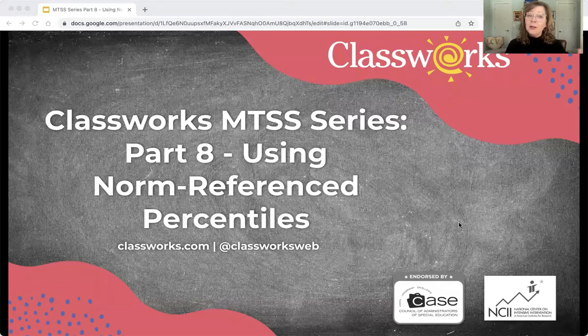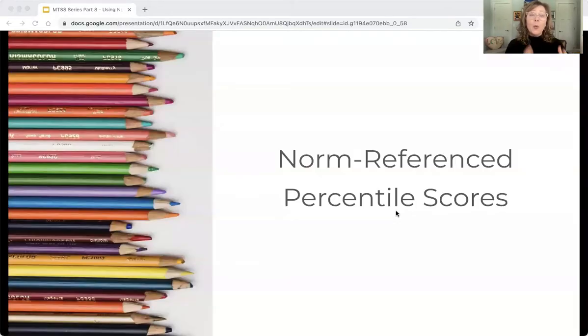Now, if you've followed my series, you know that I've walked through all aspects of the MTSS process, from identifying students for tiers to progress monitoring to the intervention itself. So, one important type of data to highlight is norm reference percentile scores. This data is super relevant to managing student tier placement and movement.